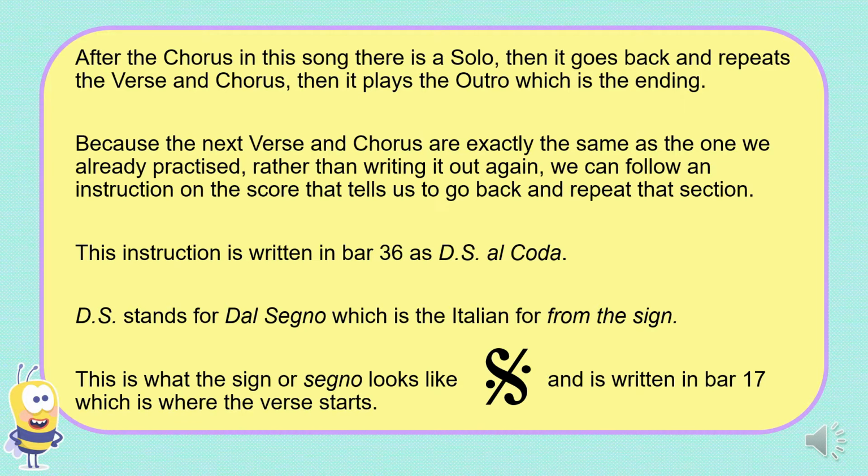This instruction is written in bar 36 as DS al Coda. DS stands for dal segno, which is the Italian for from the sign. This is what the sign or segno looks like and is written in bar 17, which is where the verse starts.